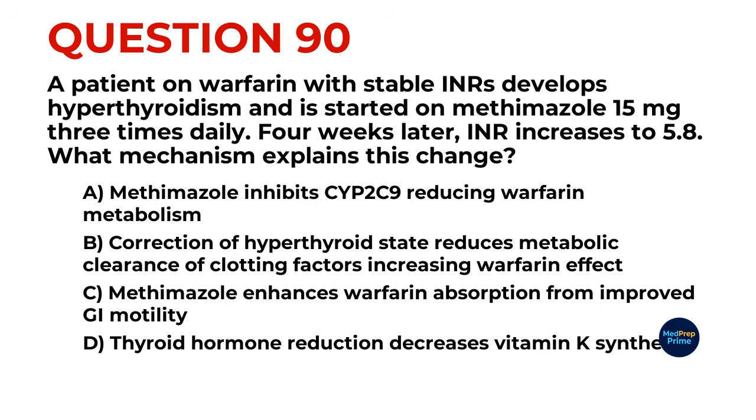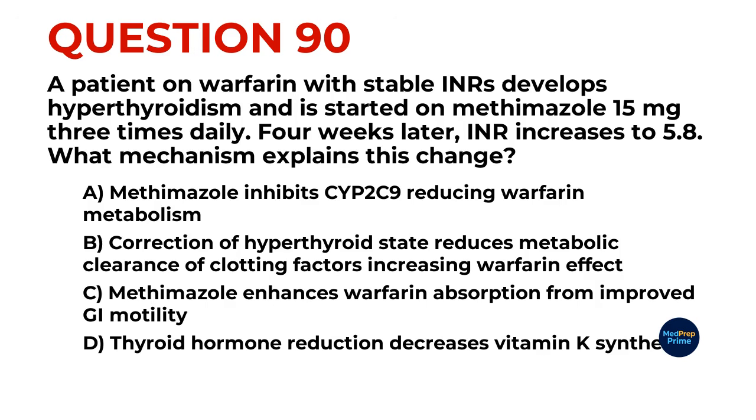A patient on warfarin with stable INRs develops hyperthyroidism and is started on methimazole 15 mg 3 times daily. 4 weeks later, INR increases to 5.8. What mechanism explains this change?